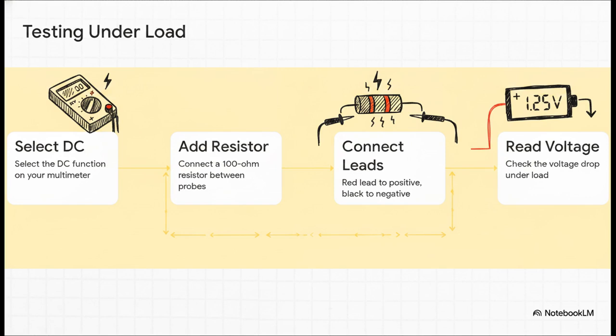But here's a major lab safety and accuracy tip for you. Testing a bare battery with a multimeter might deceptively read 1.5 volts, even if the battery is practically dead and useless. To get a true reading, you absolutely must test it under a load. You'll select the DC function, then connect a resistor, around 100 ohms works great, right between your test probes. This simulates an actual device drawing power. Then, connect your red lead to the positive terminal, the black to the negative, and watch what the voltage does.